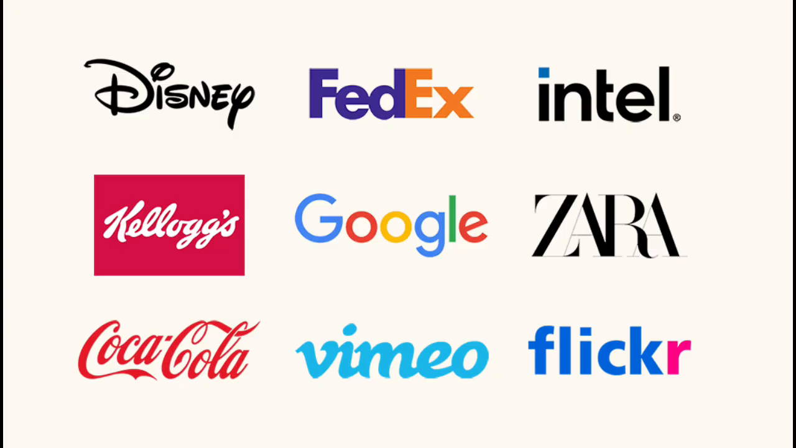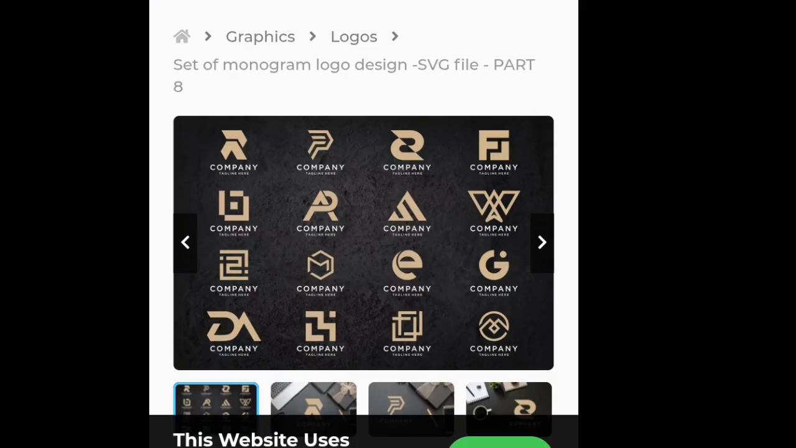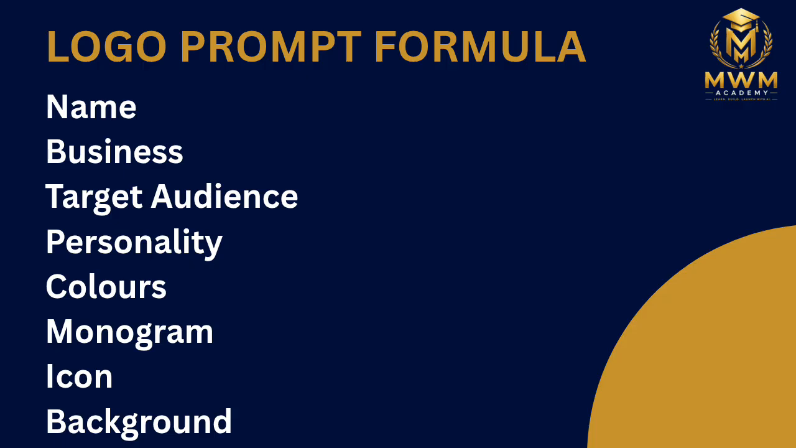So this one is word mark, this one is emblem, and this is the monogram we are talking about. There is another one, mascot. You can see there is a lot. So you just have to choose and let ChatGPT know. Then another one is icon.